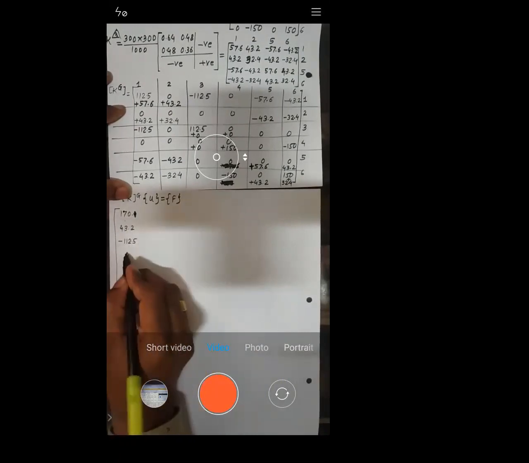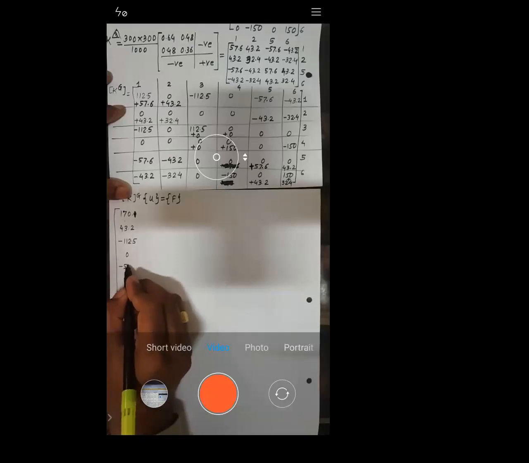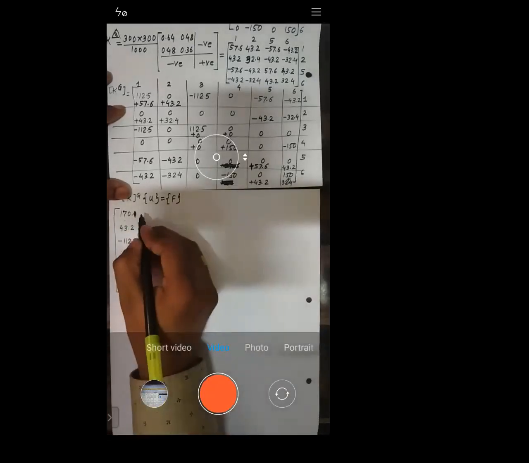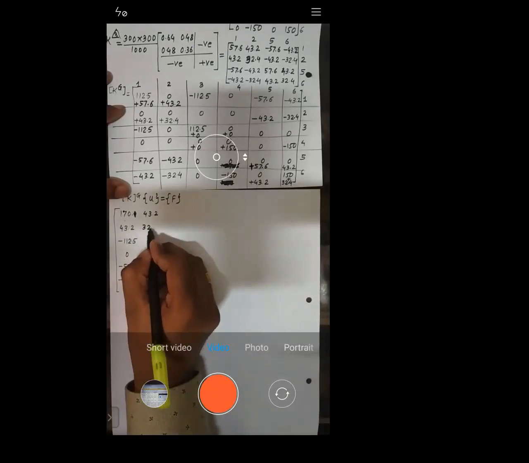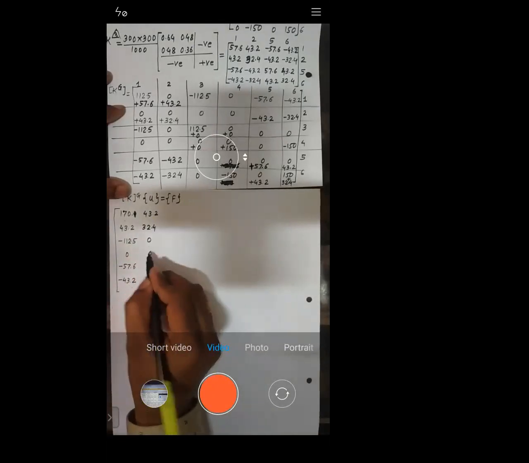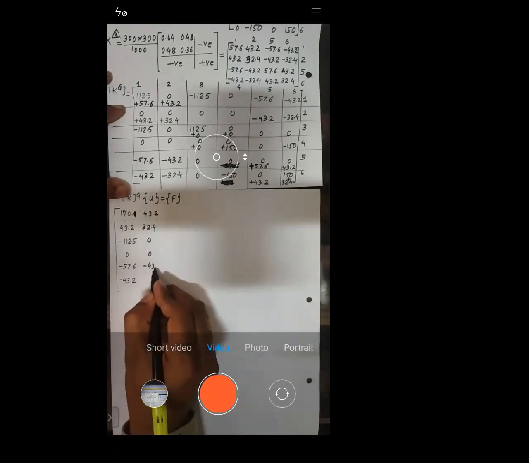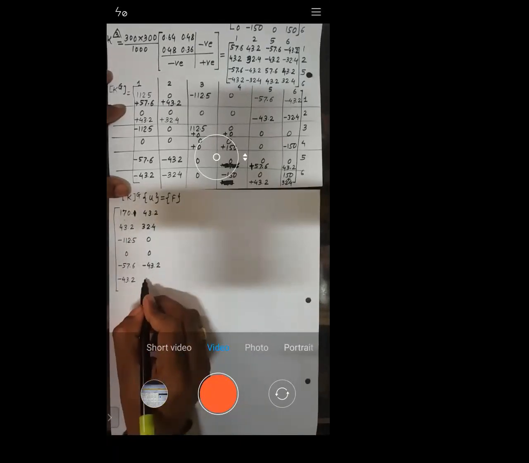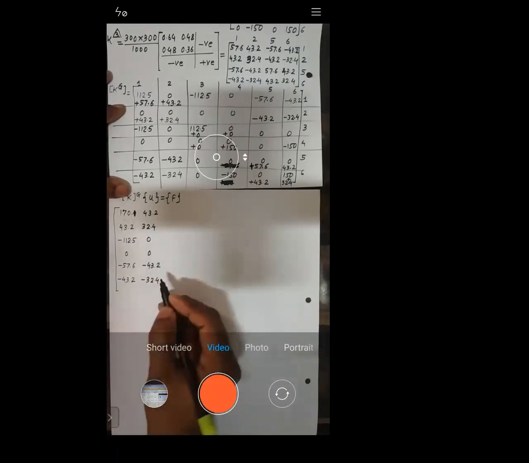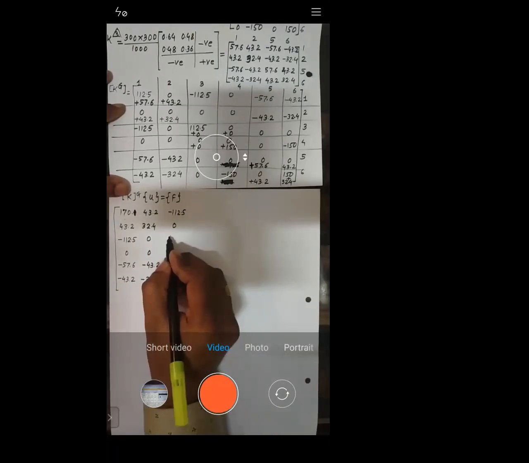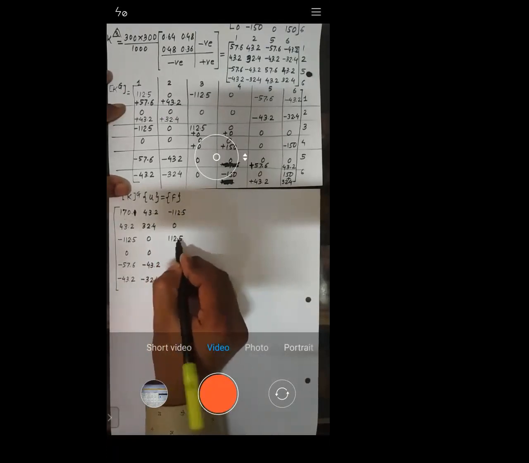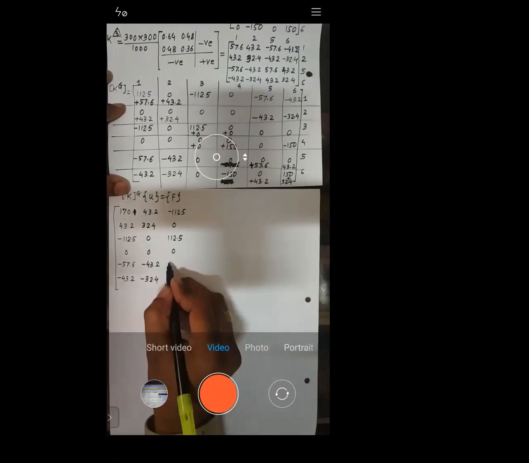43.2. Next. Minus 112.5. Next, it is 0. Then minus 57.6. Minus 43.2. Right? Next. Here is 43.2. Here it is 32.4. Next, here it is 0. Here it is again 0. Minus 43.2. Minus 32.4. Next, here. Minus 112.5. 0. 112.5. Then 0. 0. 0.